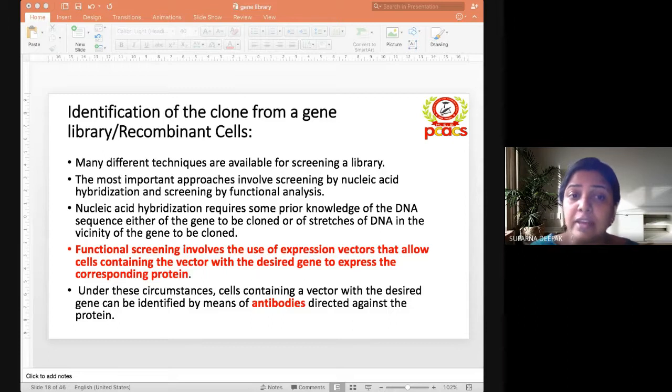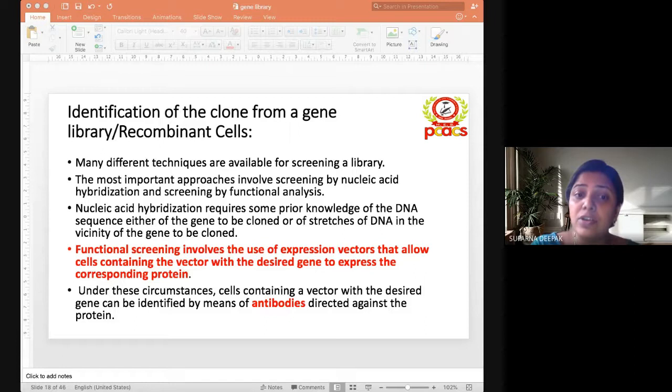In the indirect method, there are many methods, but the main two types are nucleic acid hybridization, and a similar assay, the plaque hybridization method, where we would require at least some knowledge of your gene of interest, because here we will be requiring probes, which are going to be complementary to your gene of interest. That is the reason why prior knowledge is definitely essential.